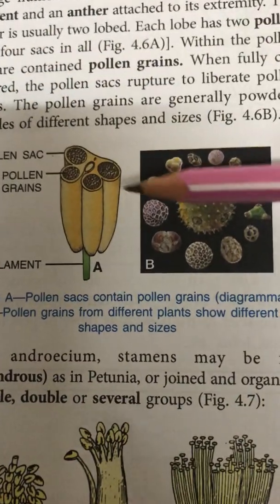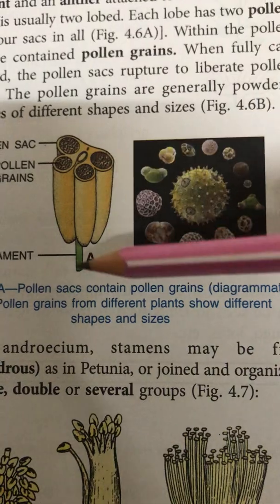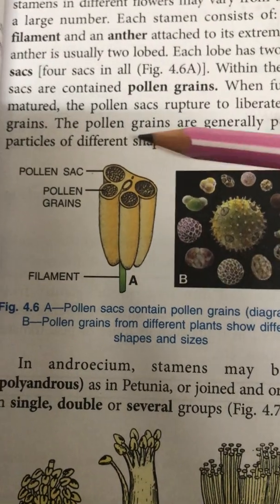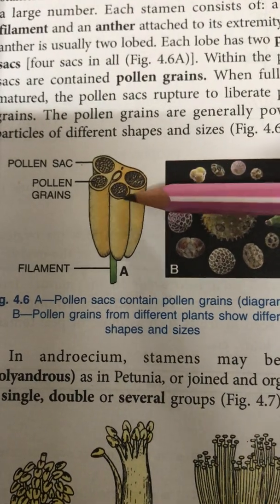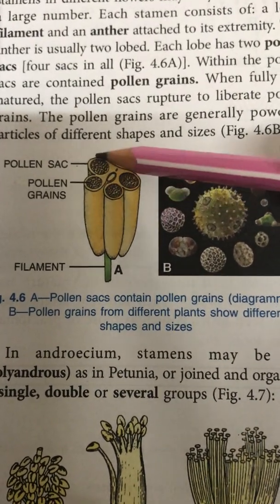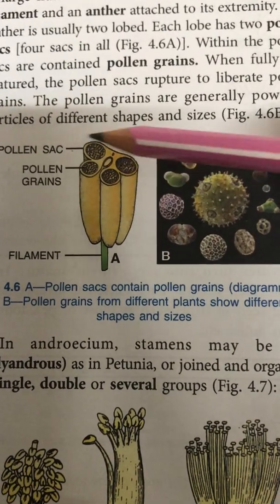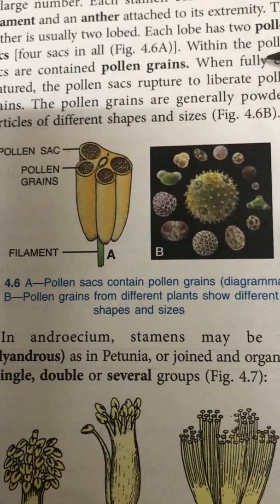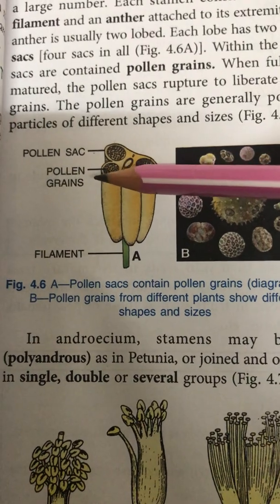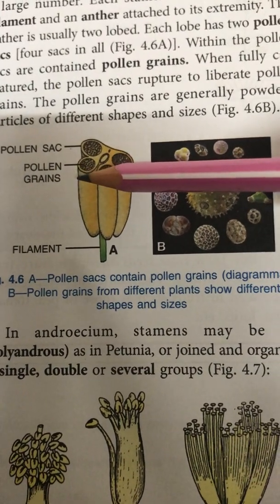And each stamen has two parts, the anther lobes and the filament. The anther lobes have pollen sacs. So overall there are two anther lobes and each anther lobe has two pollen sacs in it. This is an anther lobe cut open. And these pollen sacs are filled with a yellow powdery material which is called the pollen grains.